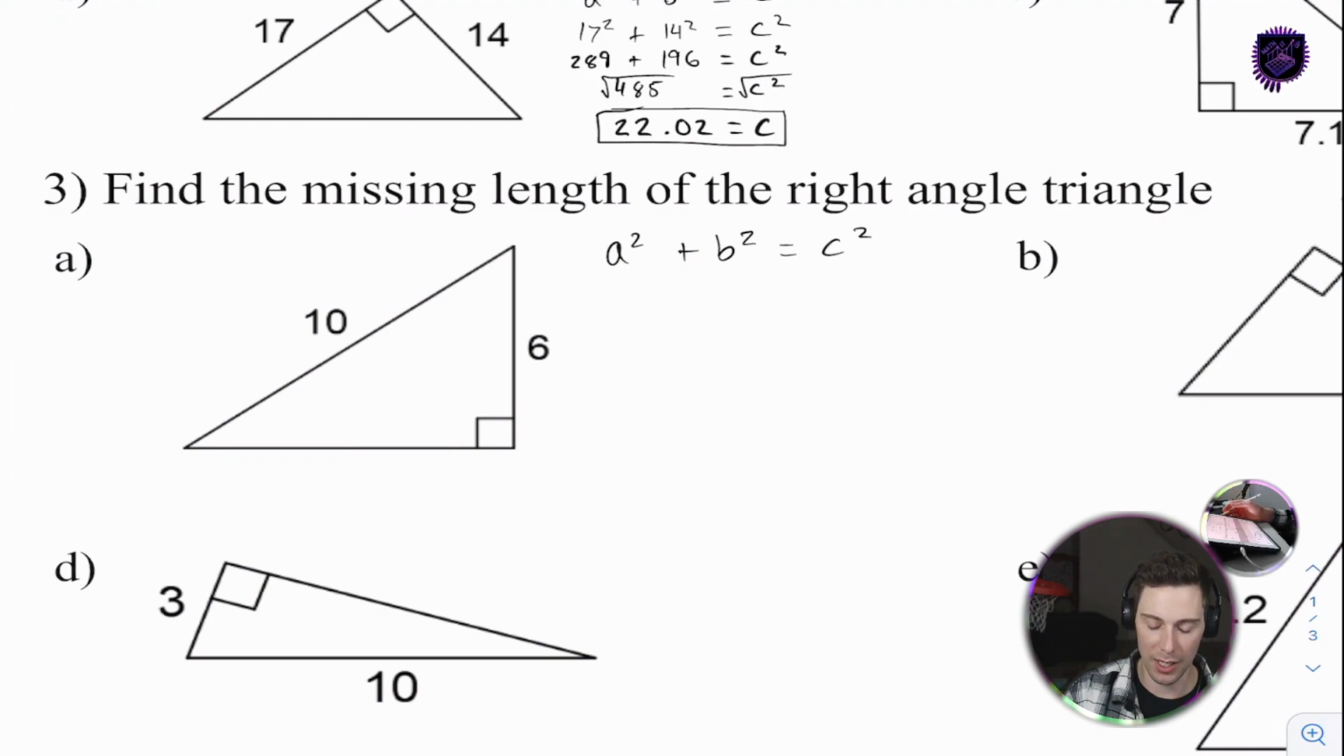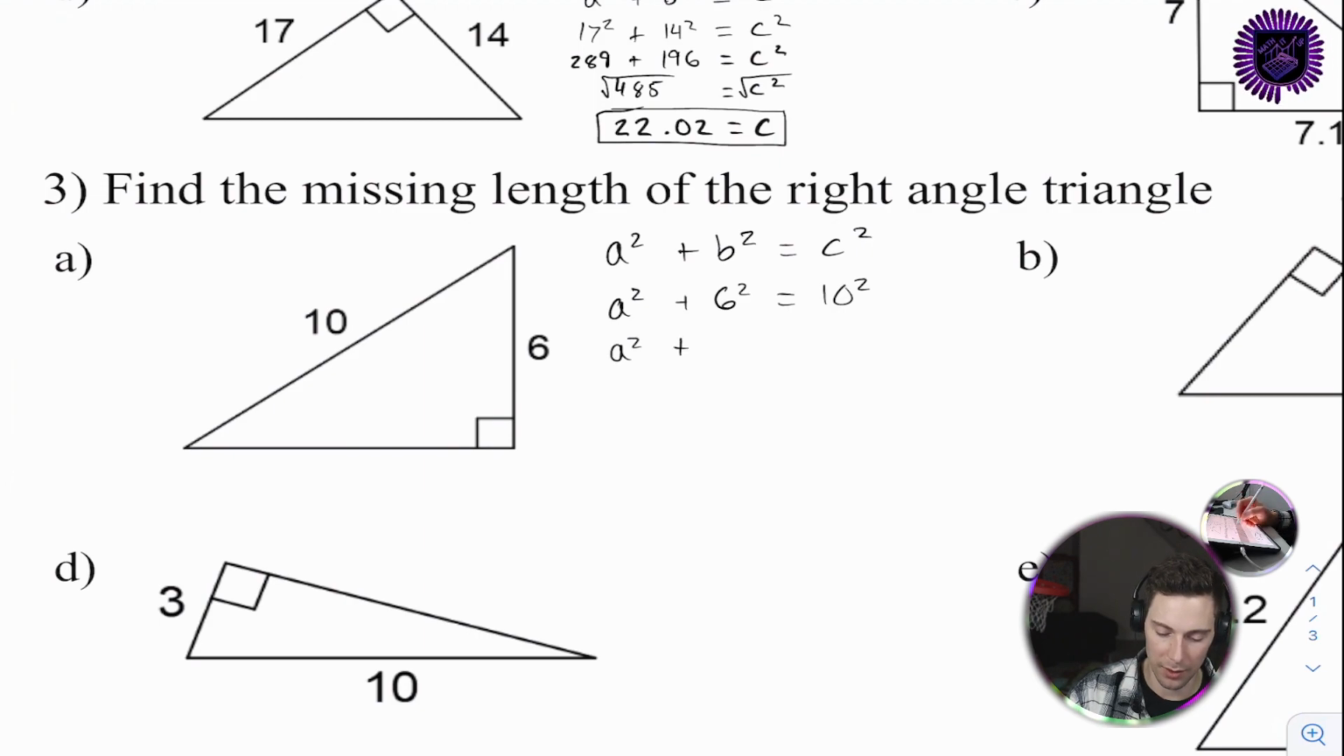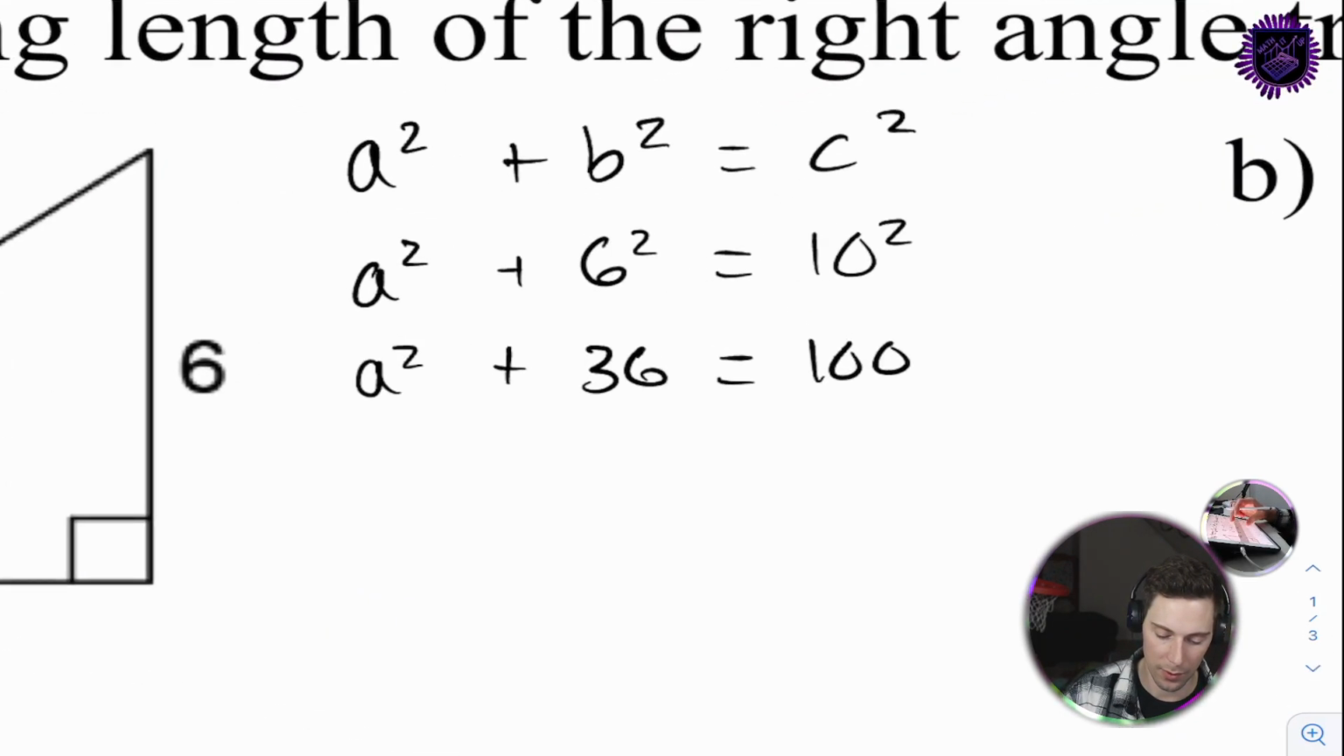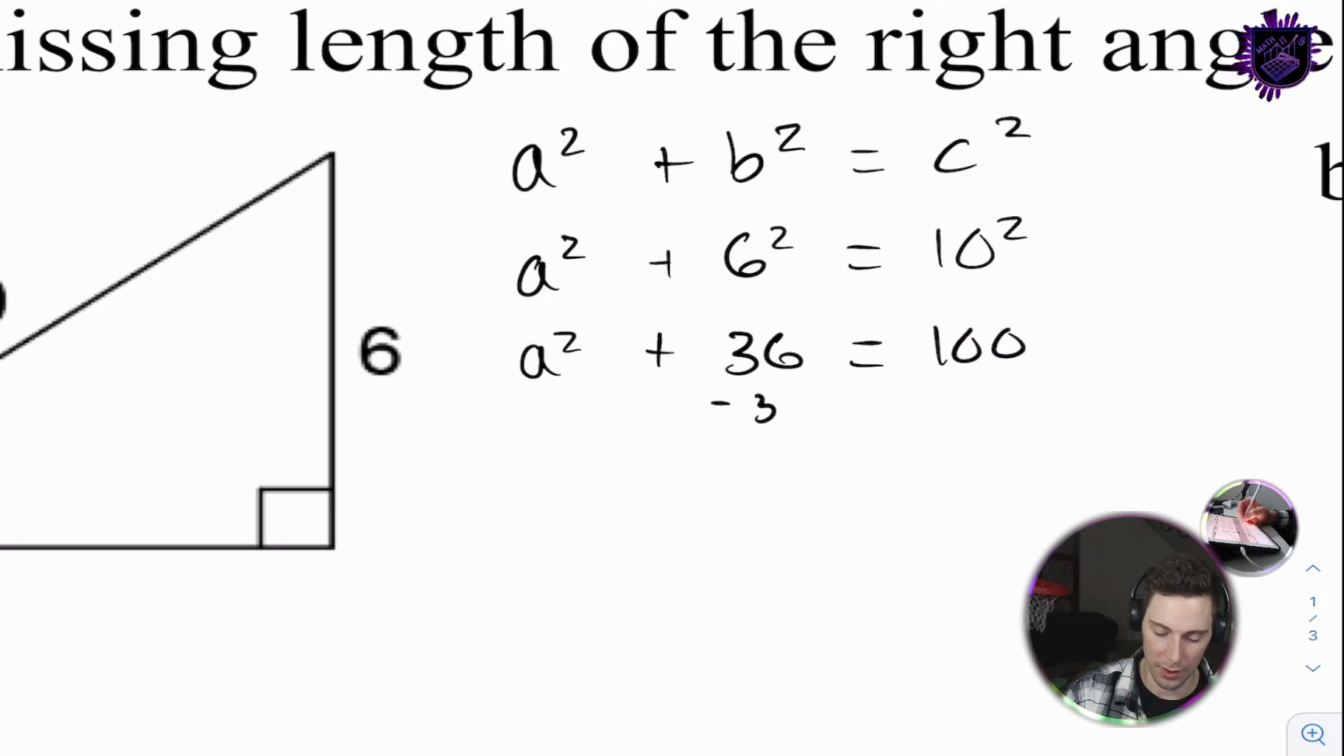We don't have A, we have B and C. So A squared, we don't know, plus 6 squared will be equal to 10 squared. So we don't know A squared, but we know that 36 is equal to 100. Something squared plus 36 equals 100. We want to now isolate, get rid of this 36, and we have to do that, subtract 36 from both sides.